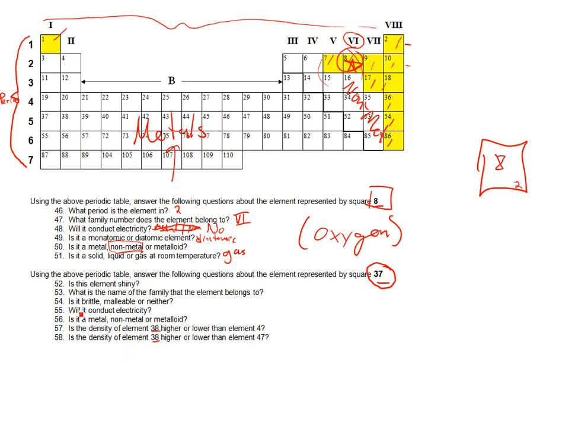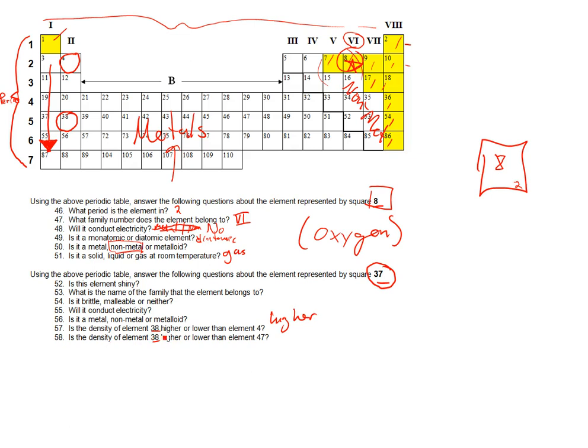So 57 says is the density of element 38 higher or lower than element 4? So I come up here, here's element 38. Here's element 4. If you remember, you can find it. We said that density increased as we went down in metals. So 38 is lower in the column, so it must have a higher density.